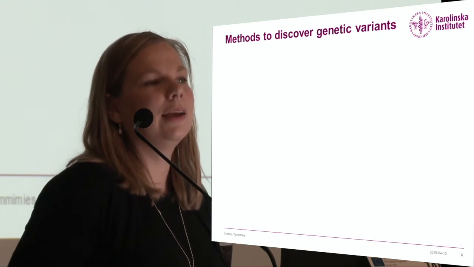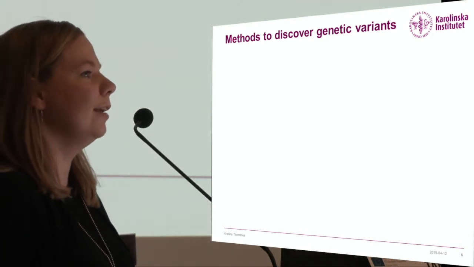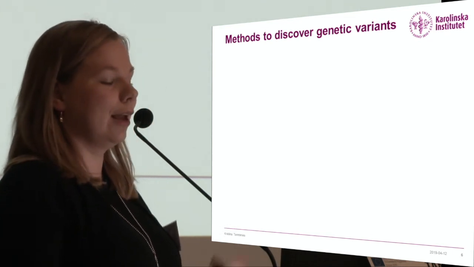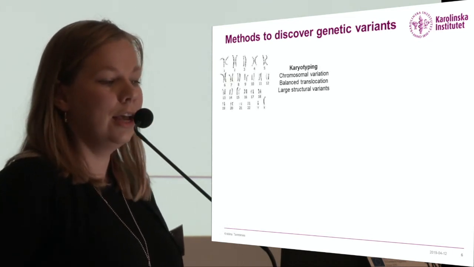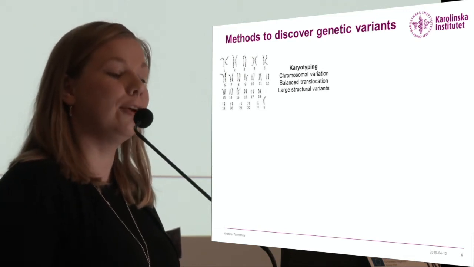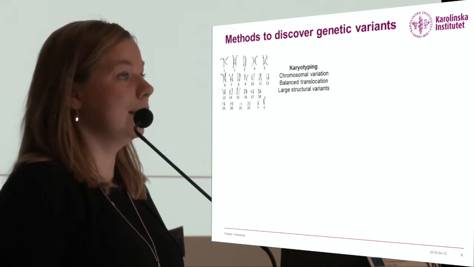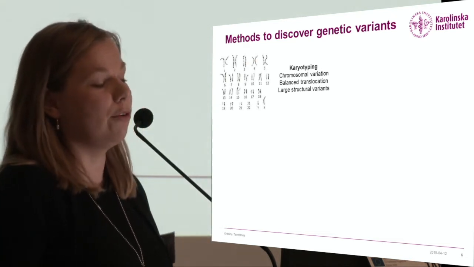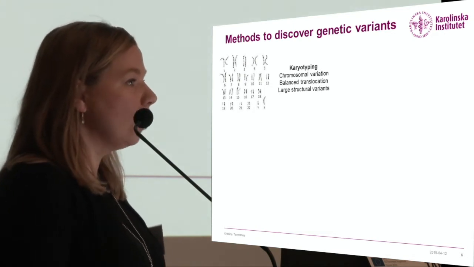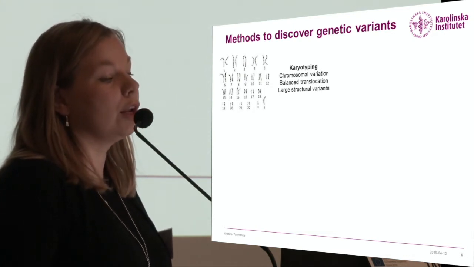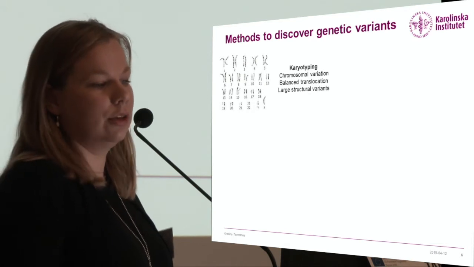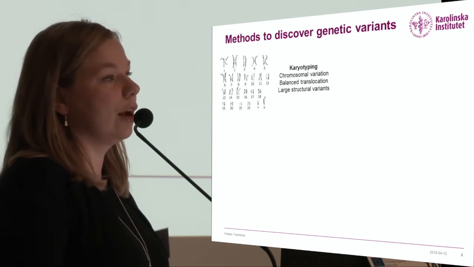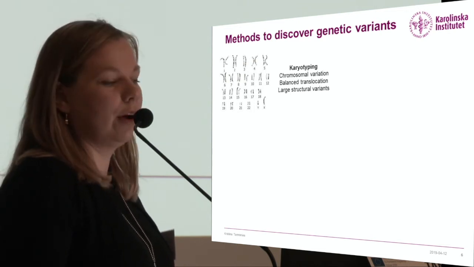So how do we then go about finding all these variants? We know they exist, and we have a really long history of looking at this. Already with karyotyping, we can see a lot, and it is still used in many clinical settings. We can look at chromosomal variation, so you can easily look at the count of the chromosomes. You can also look at balanced translocations, if you can map them, or large structural variation. So already with karyotyping, you could start looking at copy number variants.